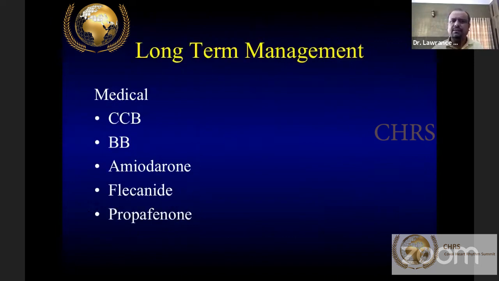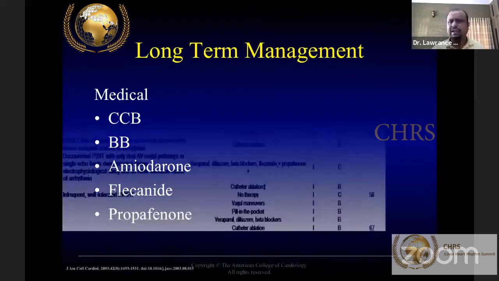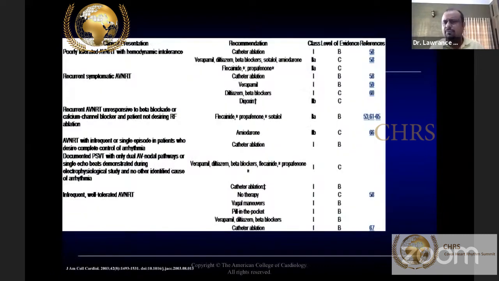In long-term management, the most common drugs we use are calcium channel blockers and beta blockers. We don't usually use antiarrhythmics in these patients. I would rather take them for radiofrequency ablation than give long-term antiarrhythmic therapy. As I told you, catheter ablation or radiofrequency ablation remains the treatment of choice for most arrhythmias because radiofrequency ablation has become a very simplified procedure, available in most places right now with very low risk.